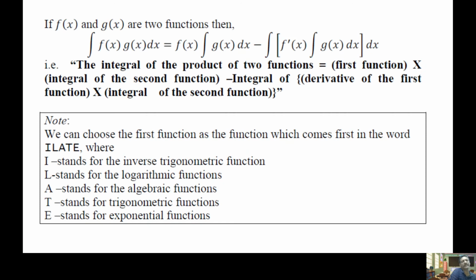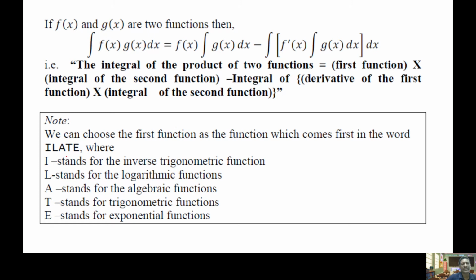Now integration by parts. If f of x and g of x are two functions of x, then integral f of x into g of x dx is equal to f of x into integral g of x dx minus integral of f dash x into integral g of x dx. That is, integral of product of two functions is equal to first function into integral of second function minus integral of derivative of first function into integral of second function. We can choose the first function and second function as per the rule ILATE.